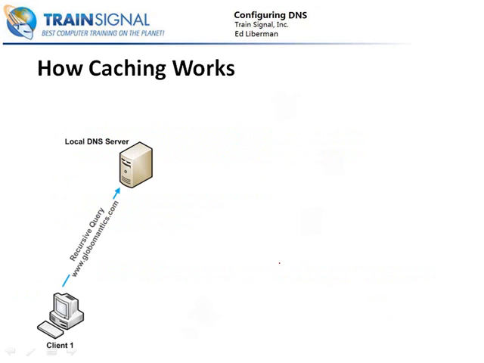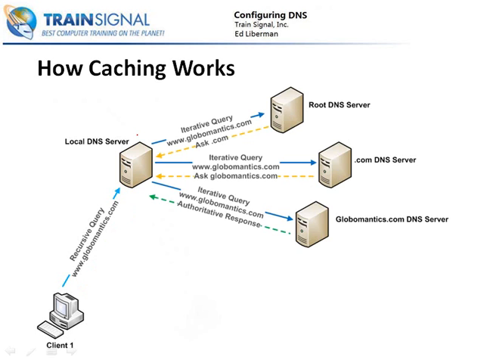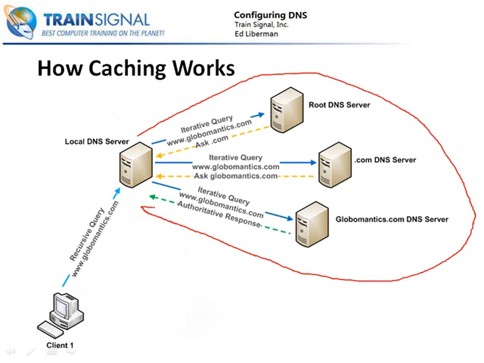Here we have an example where we have a client making that recursive query to its local DNS server, right? Recursive query for www.globalmantics.com. And what does the local DNS server do? Well, it goes out and it does a series of iterative queries out on the internet until it gets an authoritative response back from the correct DNS server. Now, the last time I had this same drawing up on the screen, the next thing that followed was a response back to the client. But that wasn't completely accurate.